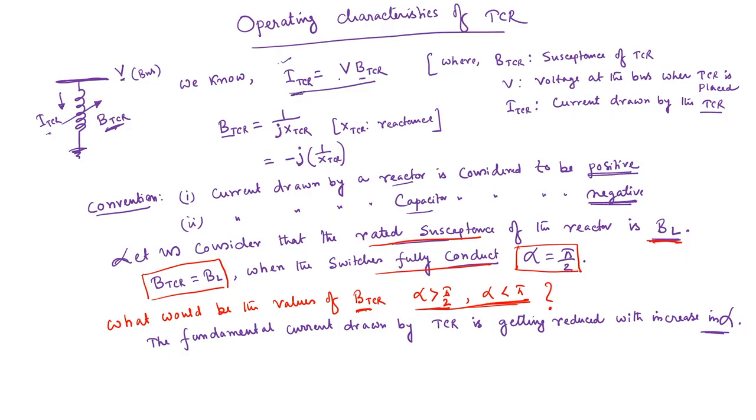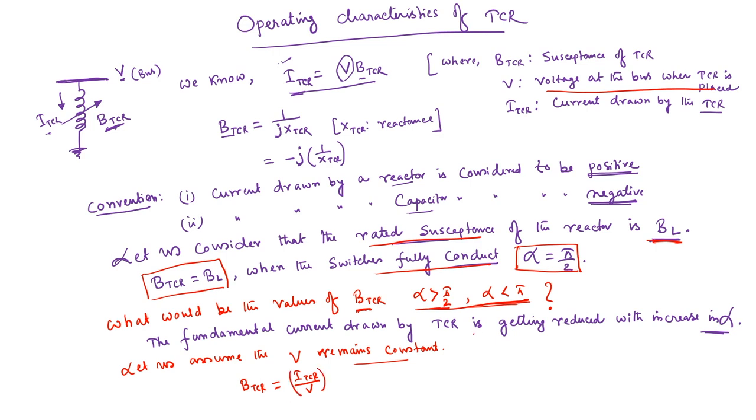If this current is reduced, we know that the voltage does not have any relationship with the firing angle control of this TCR. So, let us consider the voltage always remains the same. Let us assume that V, which represents the voltage at the bus where TCR is placed, remains constant. Then BTCR is a ratio of ITCR divided by V. When ITCR is reduced, BTCR will also reduce.